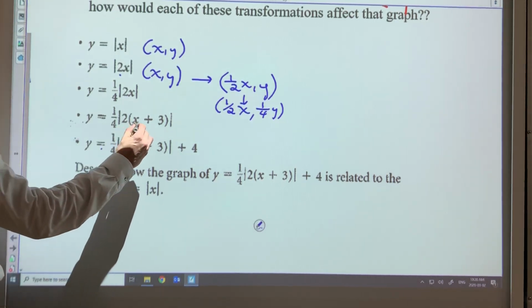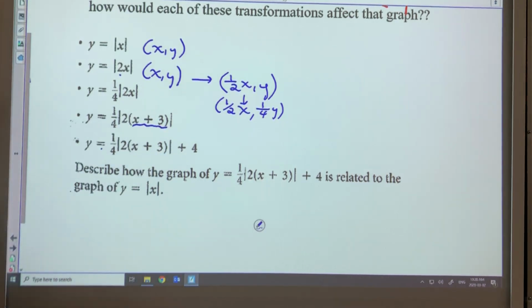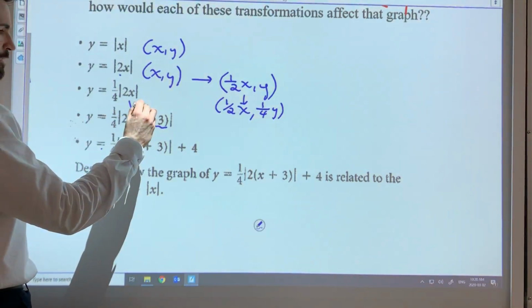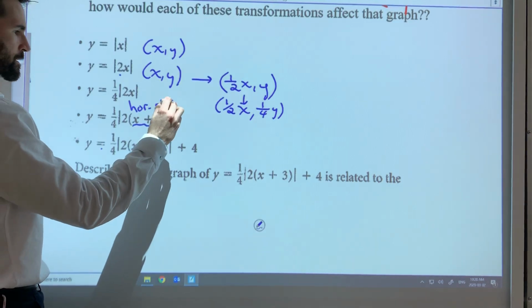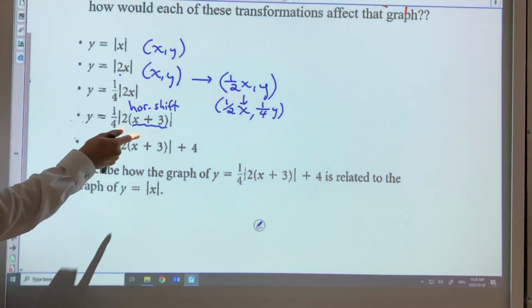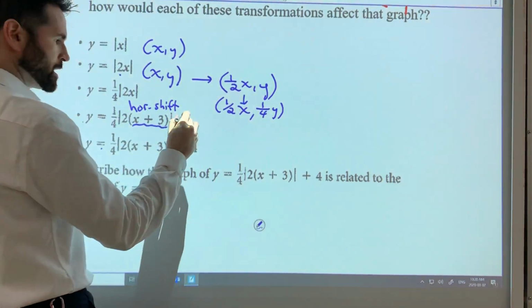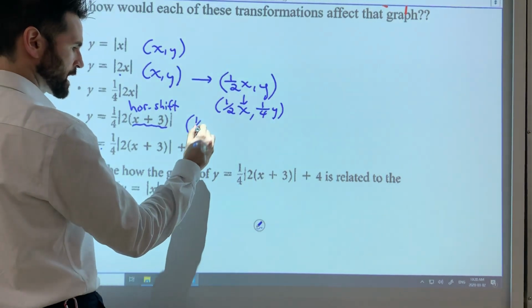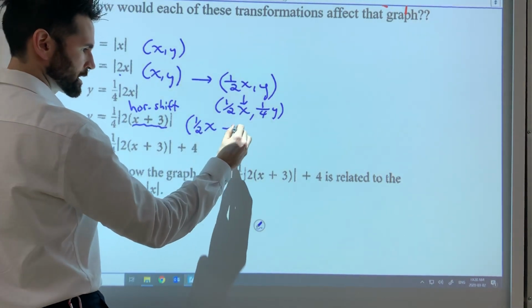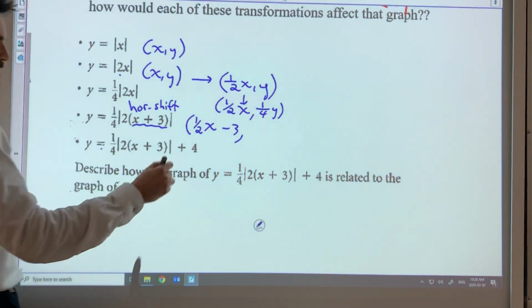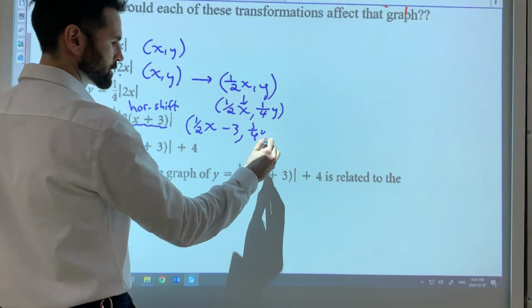Now right here, this is what kind of shift? It's a horizontal shift. So it's going to write horizontal shift. Right? And it's going to be 3 units to the left, so it's going to be subtracting 3. So now my point becomes 1/2 X, then I subtract 3. And no changes to the Y, so still 1/4 Y.